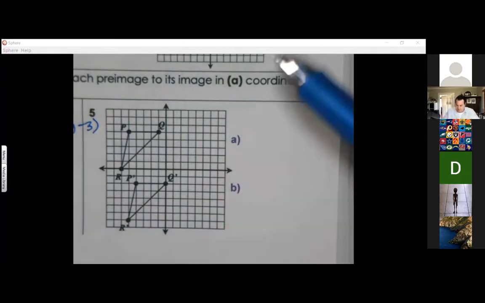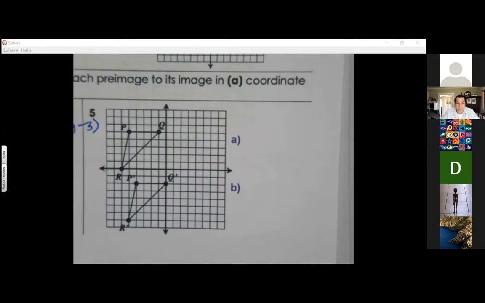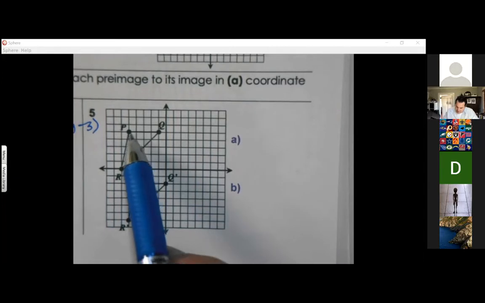Okay, so which one's the original, the top or the bottom? Top. Good. So I'm going to go from P to P prime, or I could go Q to Q prime, or R to R prime. It doesn't matter which one I pick. I'm going to go P, so I'm going to go over 1 and then down 1, 2, 3, 4, 5, 6, 7.